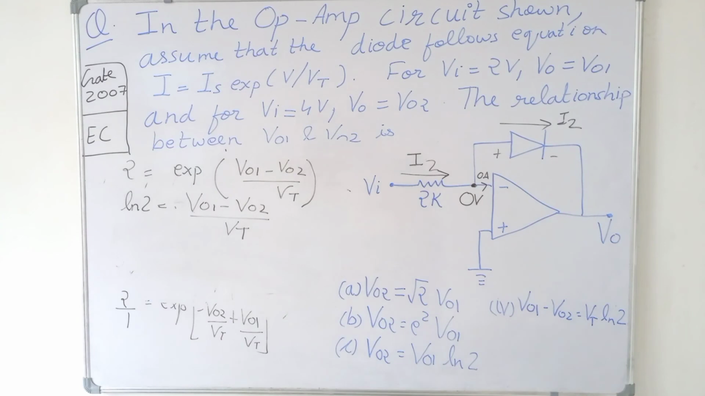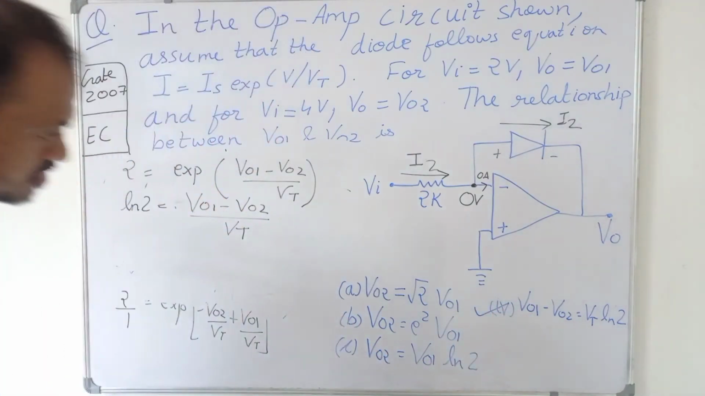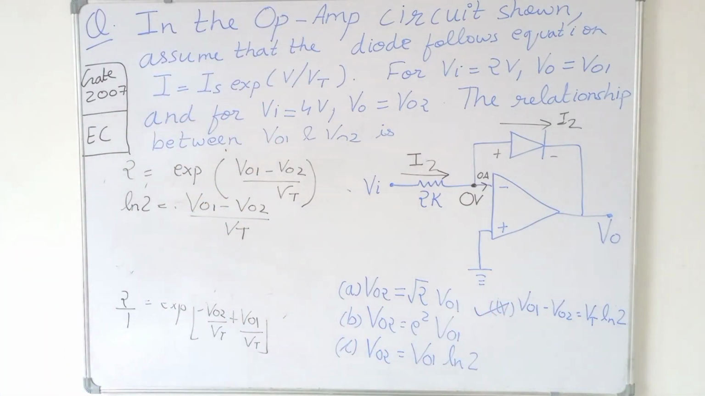So the fourth option is correct. Vo1 minus Vo2 equal to Vt into ln of 2. In this way we can easily solve this question if we simply apply the virtual ground concept and Kirchhoff's voltage law.